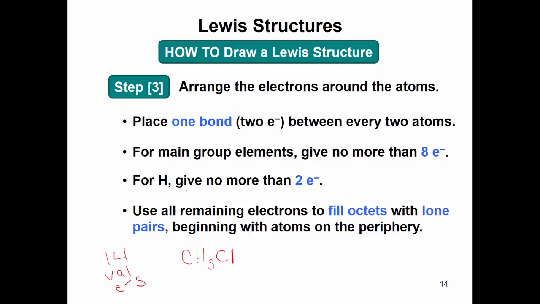And remember, hydrogen can only make 1 bond, only 2 electrons. Okay, it's going to be represented around a hydrogen. And then, if you have any remaining electrons, then you place those around the atom that needs to fill its octet. So you have to fill all the octets with lone pairs if need be.